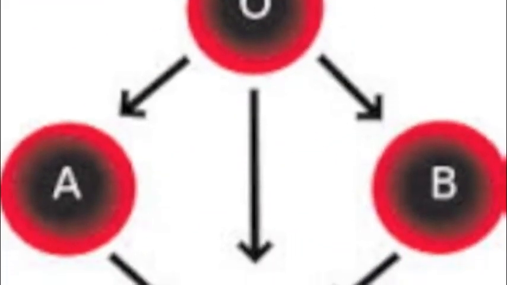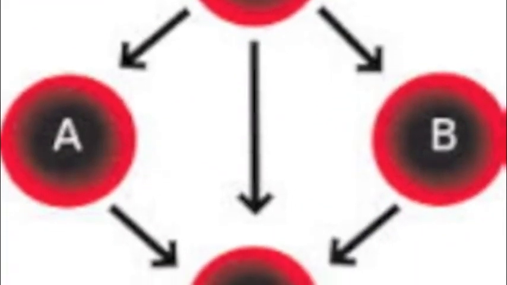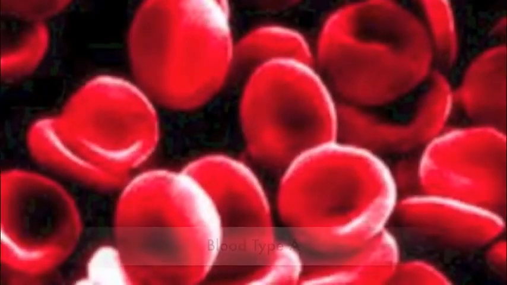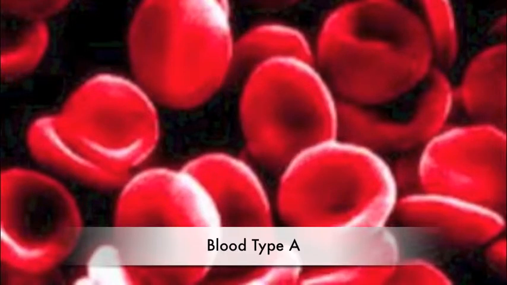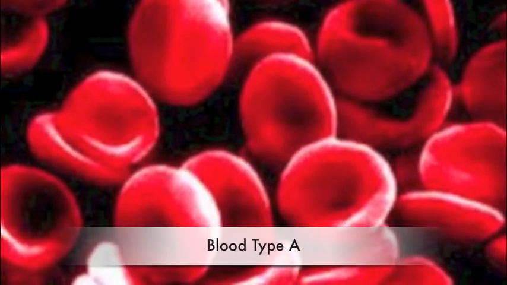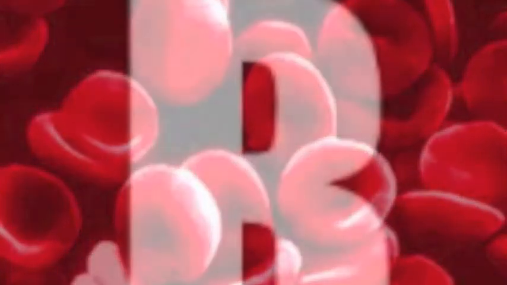There are 4 different blood types: type A, type B, type AB, and type O. Type A can give blood to only type A and type AB blood. Type A can only receive blood from type O and other type A blood. Type B blood types can only give blood to people with type B and type AB. They receive blood from type O and other type B blood.